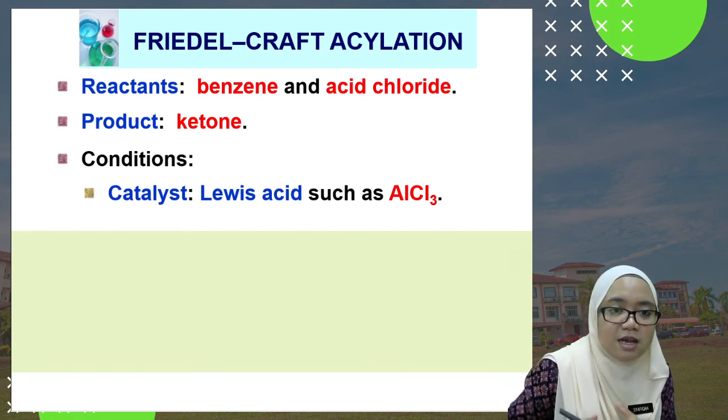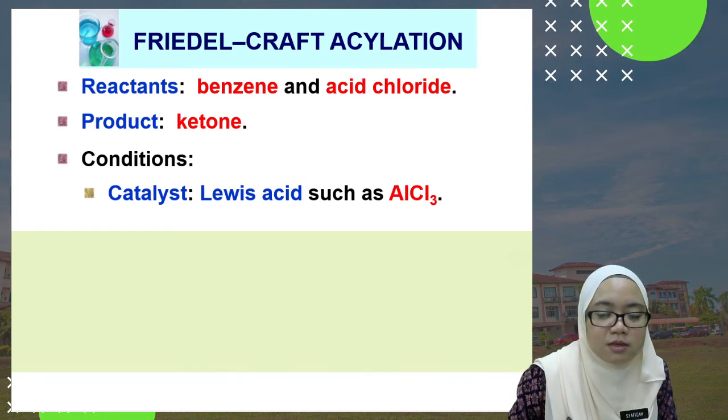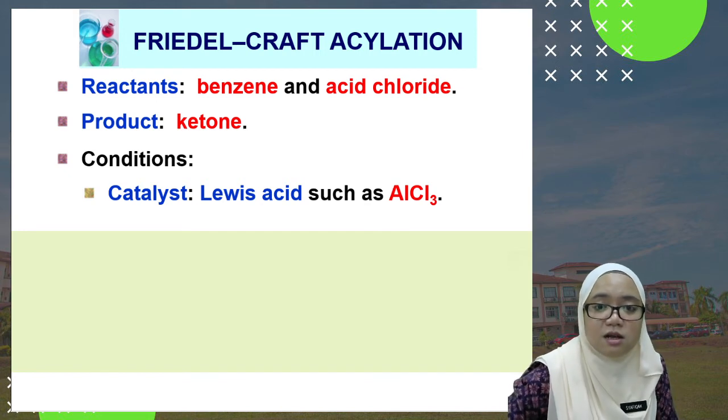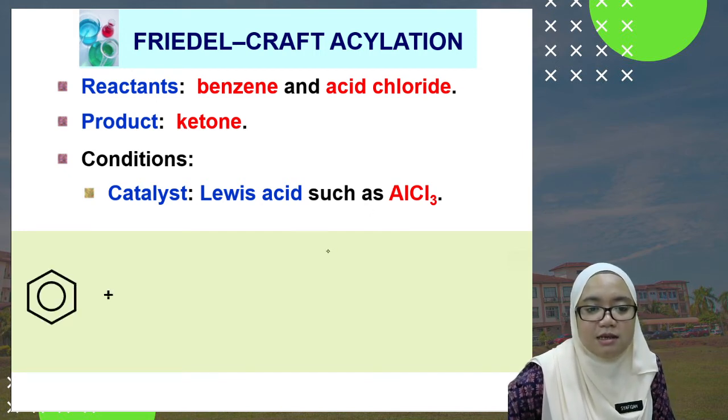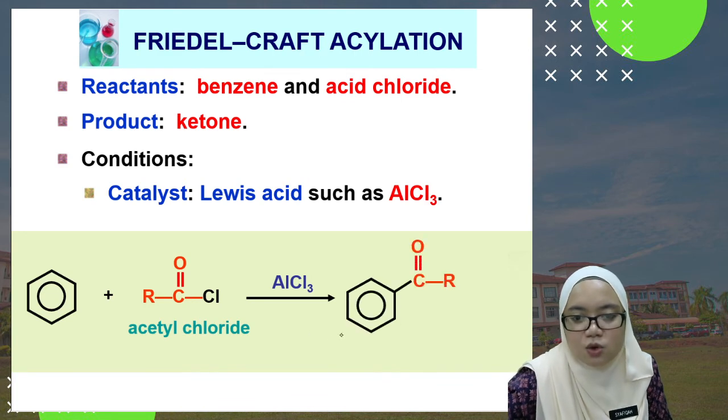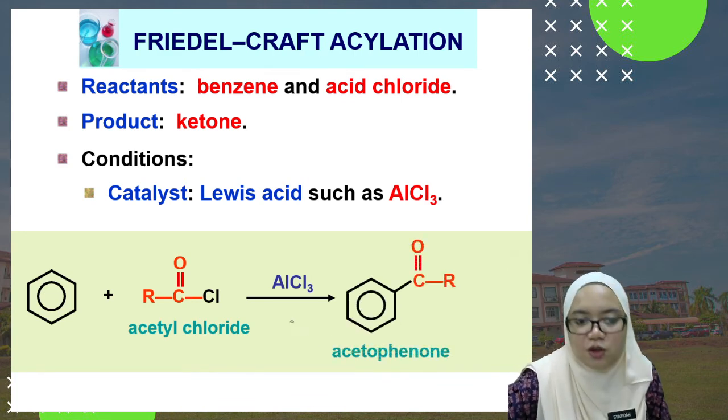So kalau perasan, semua reaction dalam benzene, electrophilic aromatic substitution, perlukan catalyst Lewis acid, such as AlCl3 lah. Okay, so dekat sini kita ada benzene plus dengan acetyl chloride. So kita akan pindahkan the acetyl group ni dekat benzene ring. Okay, with the help of catalyst, so we will form acetophenone.